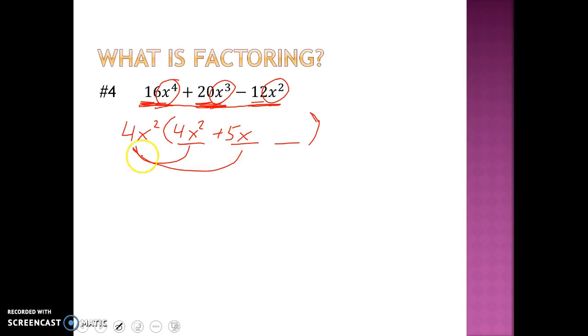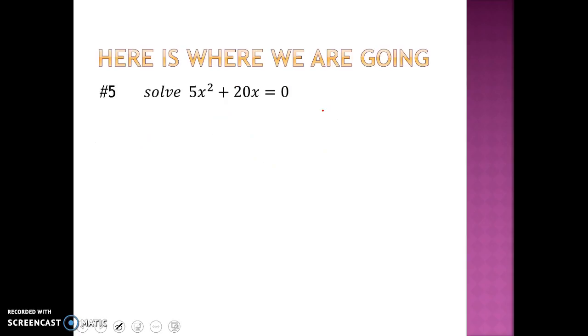And then I want to figure out 4x squared times what gives me negative 12x squared. Well, 4 times negative 3 is negative 12, and I already have the x squared there. So in factored form, my answer is going to look like this: 4x squared times 4x squared plus 5x minus 3. I'm going to have you work through this with me here.